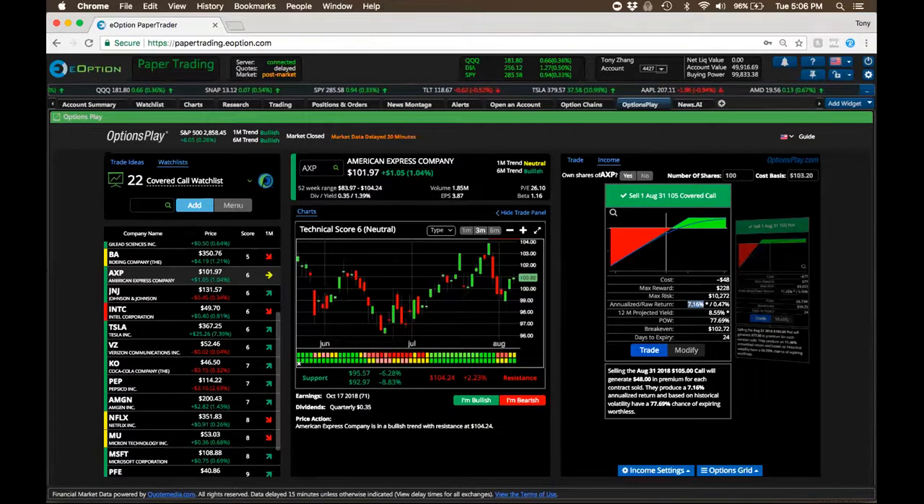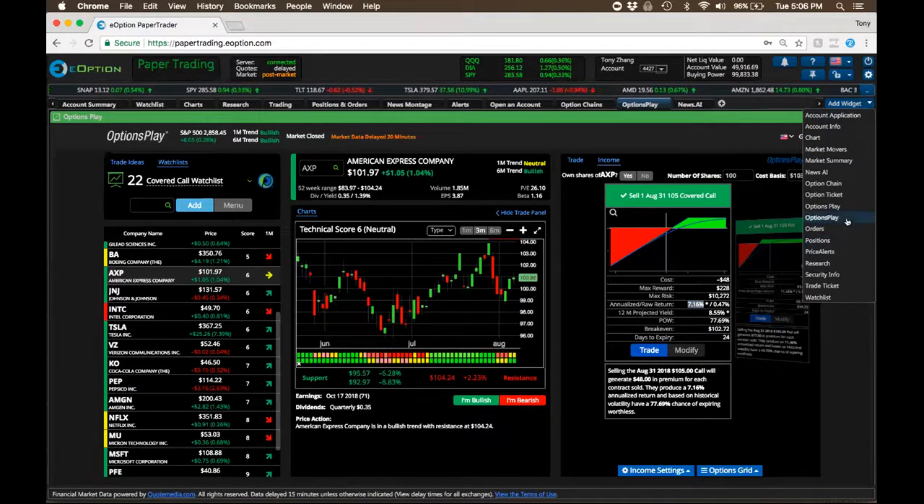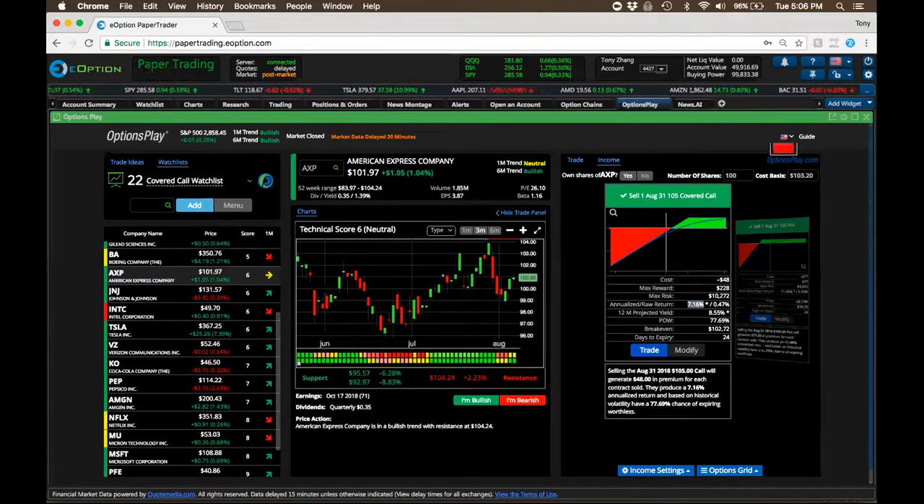How do we access this platform? Great question. So there's an OptionsPlay tab in your upper right-hand corner, and if you don't see it, you can click on Add Widget, and there should be one for OptionsPlay. If you still don't see that, please contact your customer service rep. They can help you with that.